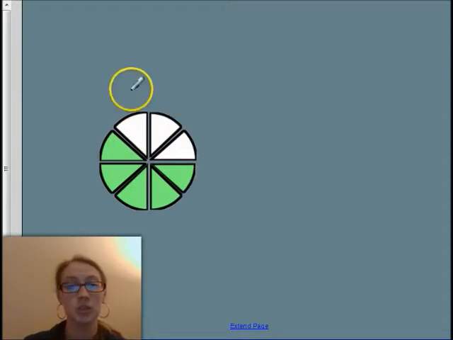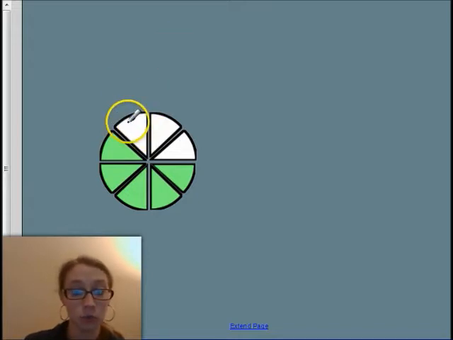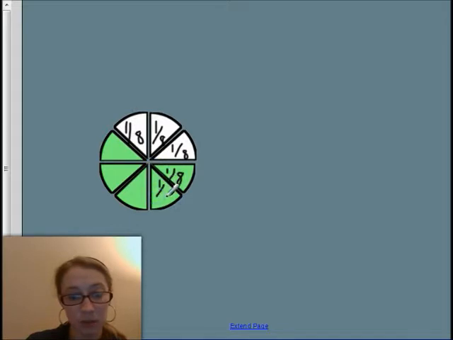Let's try another one. Ooh, here's our moldy cheese. Yummy. All right, remember, each piece is equal to 1/8. This is 1/8. This is hard. This piece is 1/8. And this piece is 1/8. So each one is worth 1/8.